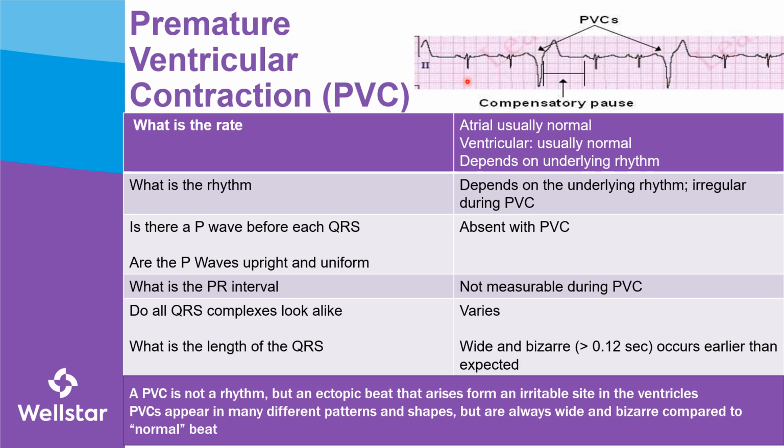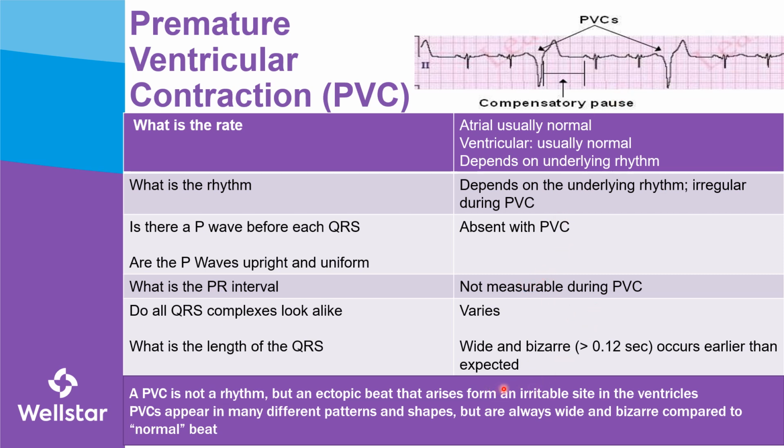You would call this a sinus rhythm with PVCs as long as those P waves are present. Is there a P wave before each QRS? No, because the PVC does not have a P wave. It is just its own impulse, wide and bizarre. Therefore, you cannot measure a PR interval. Do all QRS complexes look alike? It can vary. In the next slide, we'll cover PVCs of different focal patterns or morphologies.